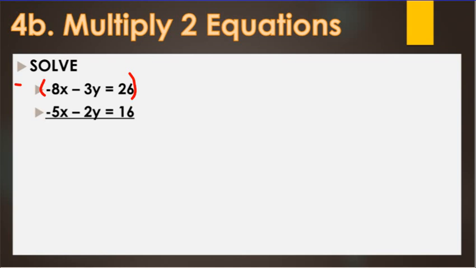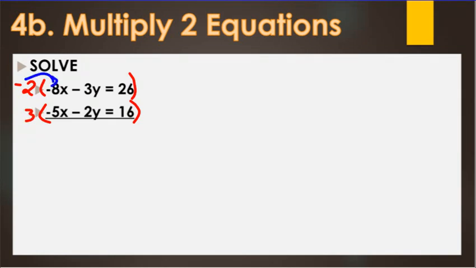Or a common multiple, yeah, common multiple would be 6. So I'm going to get 6, I need to multiply this by negative 2. To get negative 2 to be a negative 6, I need to multiply this by 3.